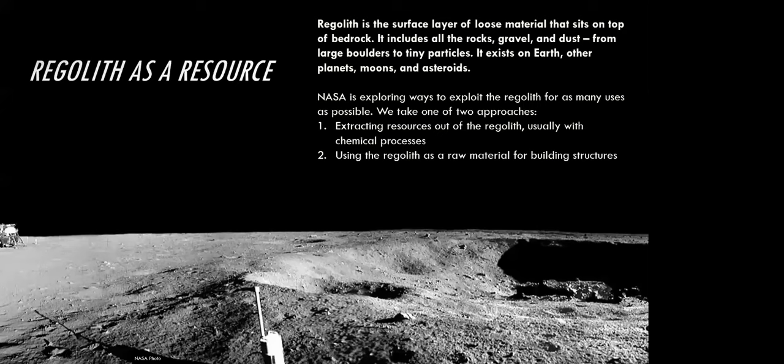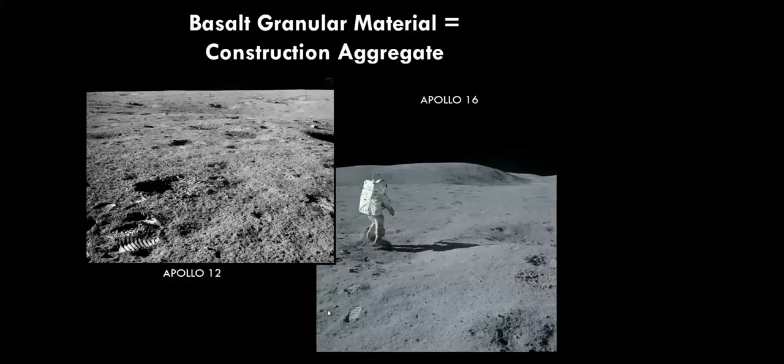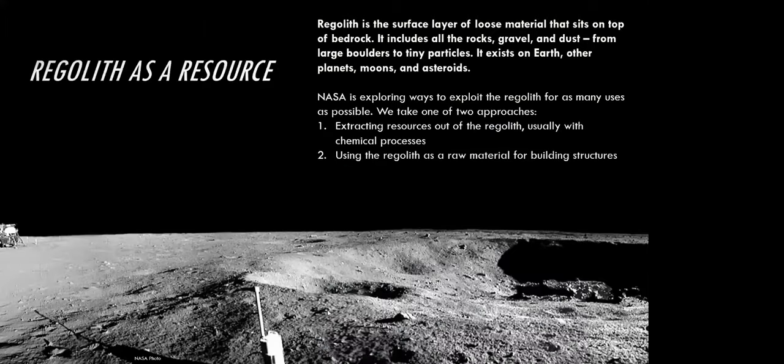Now let's dive into the lunar surface. Let's talk about regolith as a resource. We can use regolith in two ways. We can extract resources out of the regolith, for example, water, ice, other volatiles, or metals: iron, titanium, magnesium, calcium. So there are a lot of metals on the moon. Or we can use it as a raw material, as bulk regolith. Those are the two ways we can use the regolith.